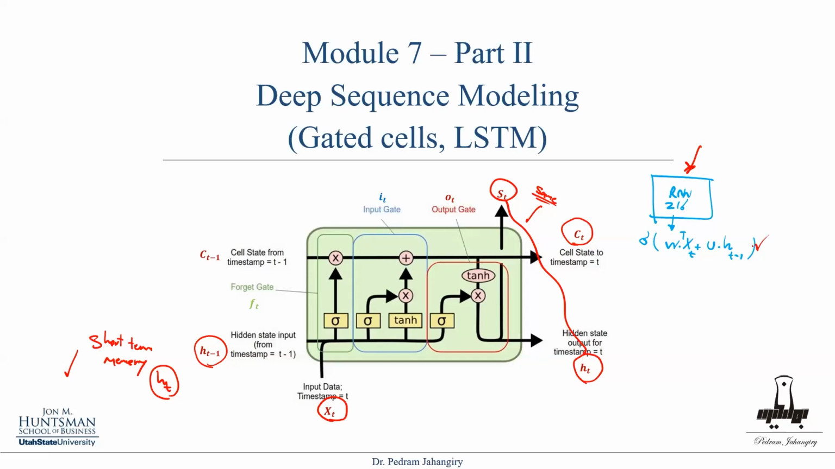The new thing that we're introducing is this one. We call it carrier state or cell state. So this C stands for carrier state, C(t). This is going to be your long-term memory. And I'm going to show you how beautifully this long-term memory is going to form using LSTM, right?